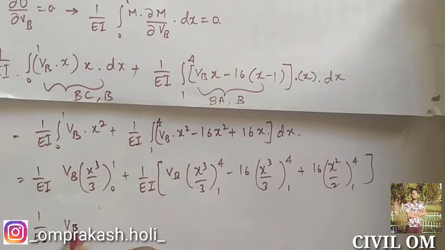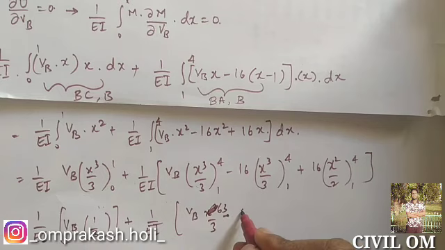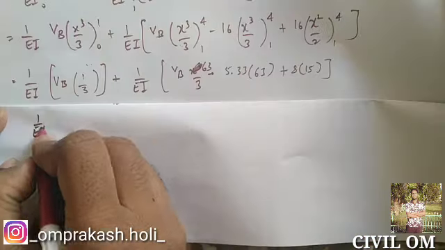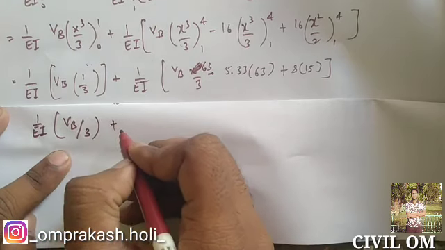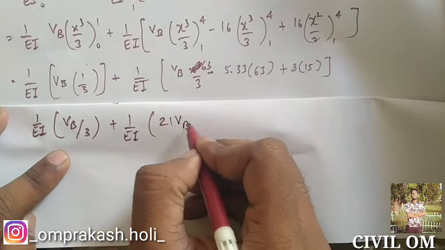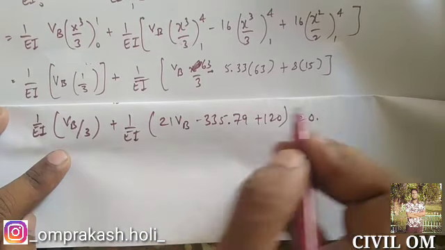Next, 1 over EI VB into 1 upon 3. After integrating we get 1 over EI, VB x cube by 3, which is 63 upon 3, minus 5.33 into 63, plus 8 into 15. So after this we get 1 over EI VB into 1 upon 3, plus 1 over EI, 21 VB minus 335.79 plus 120 is equal to 0.